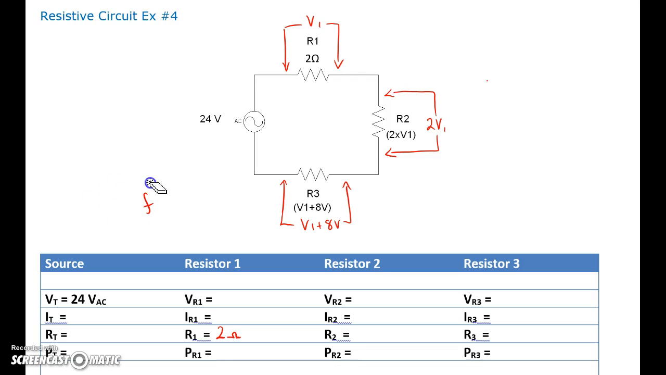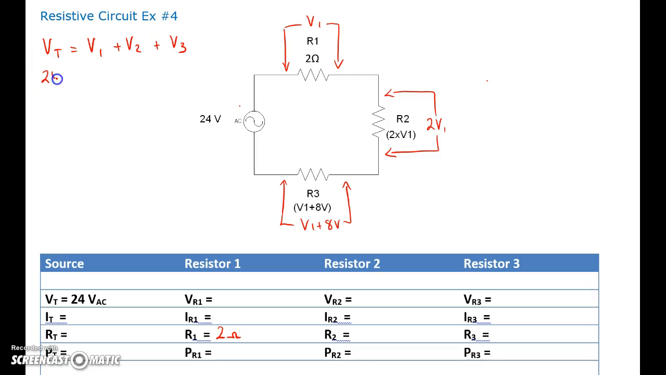Okay, let's get rid of this guy. Okay, so now we're stuck. We know the total voltage, and we know that the sum of the voltage drops across each of the resistors is supposed to equal the source, right? So we know that VT is equal to V1 plus V2 plus V3. So now we're going to drop in the values that we know so far for each of those guys.